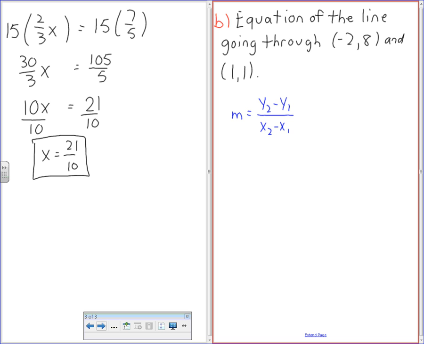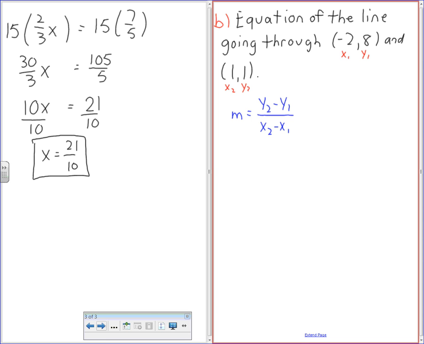Now, when I do these questions, I'm going to put down x1, y1, x2, y2. If you want to flip those, go ahead. If you want to call the second point x1, y1, go ahead. I'm always going to start with the first point as 1.